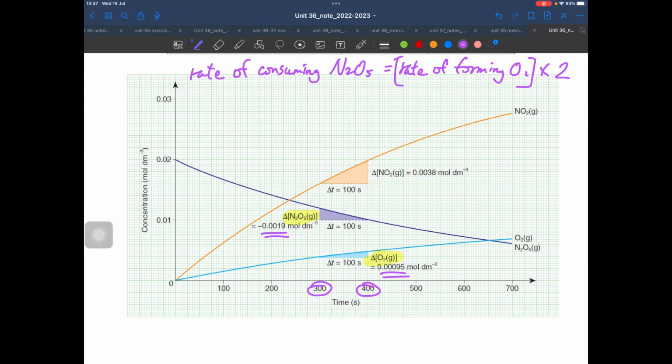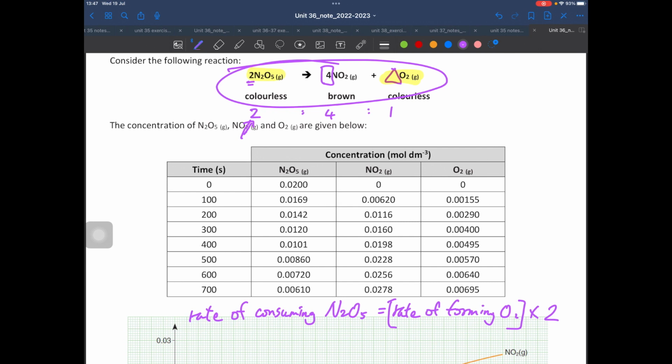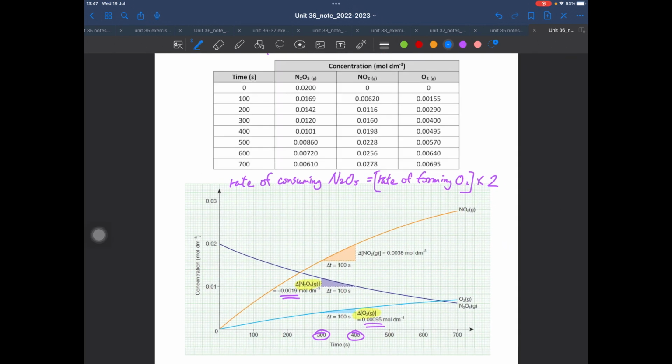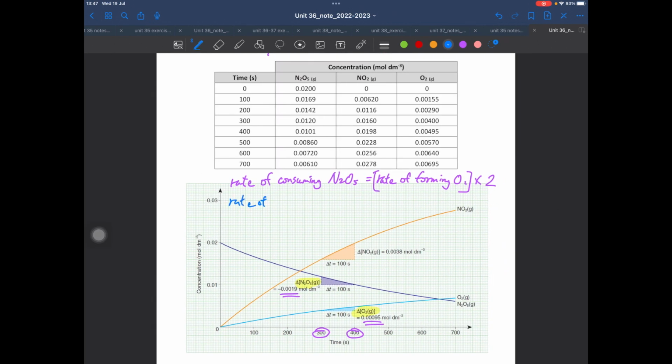Well, next one is what about the reaction rate between NO2 and O2? Now, both of them are products, but when you produce 1 O2, you will produce 4 NO2. So their relationship will be like this. And again, this is reflected on the real values.